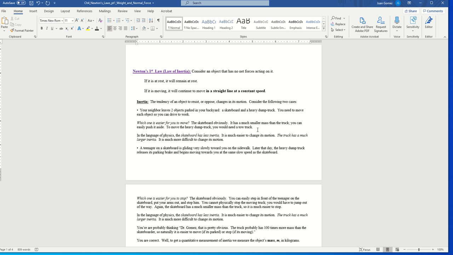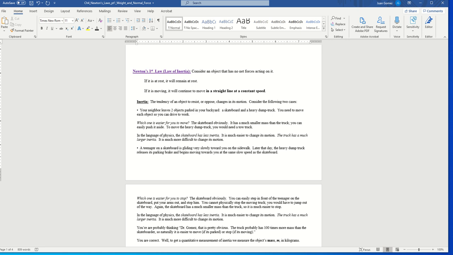If you have an object resting on a table, it's not going to move unless you pick it up or knock it off the table or anything like that. What is inertia? Inertia is important because we're going to relate it to mass. The physics definition is that inertia is the tendency of an object to resist or oppose changes in its motion. That might seem like a bit of a handful, so I like to consider the following two cases.